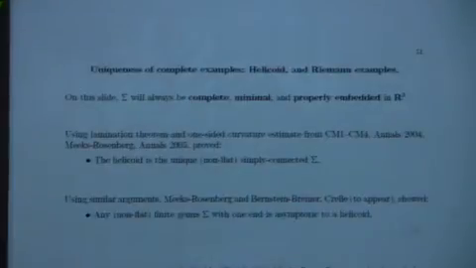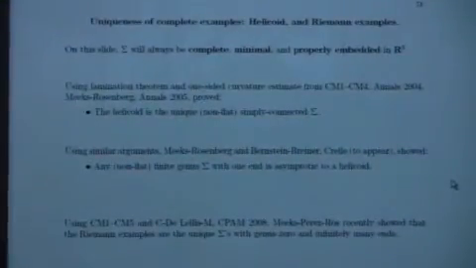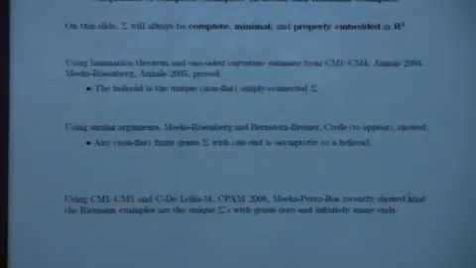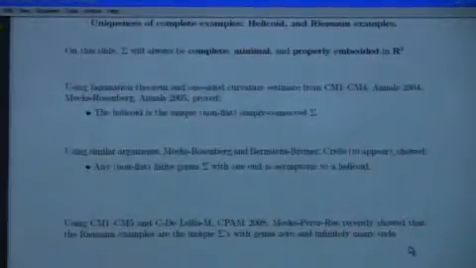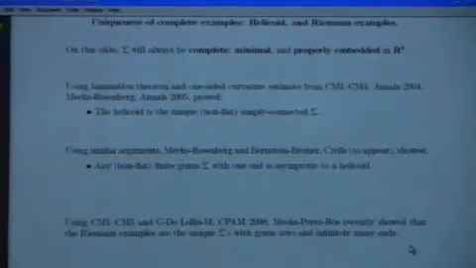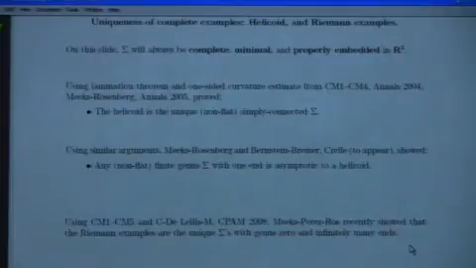Okay, so next, uniqueness results. So let's talk about the helicoid. Meeks and Rosenberg showed that the helicoid is the unique non-flat, complete embedded minimal disk, properly embedded minimal disk. Toby and I had shown that basically it looks like a helicoid, but the question was now to show that it actually is one.